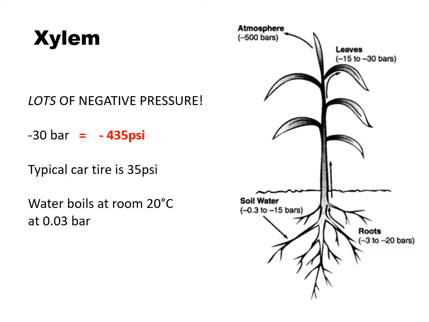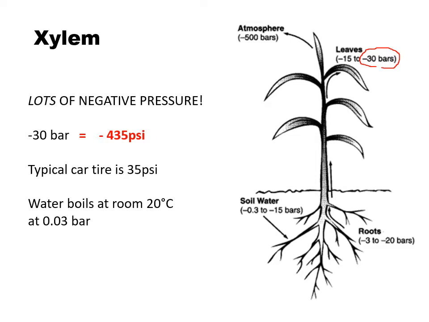Let's look at what that means, because scientists love to go with these units like bars, and of course that doesn't mean anything to us in our everyday life. It's like, oh, did you check your bike tires? How many bars is it? No. Anyways, to put it in perspective, at the top of the leaf, at the top of the plant, the water evaporating is, let's say, pulling negative 30 bars. That's the equivalent to minus 435 psi.